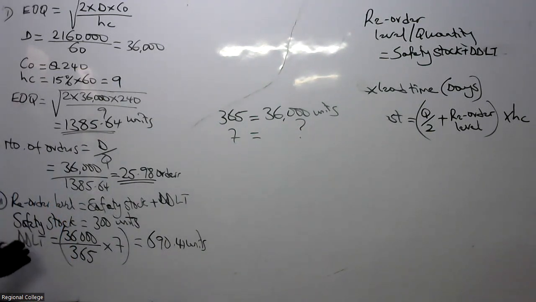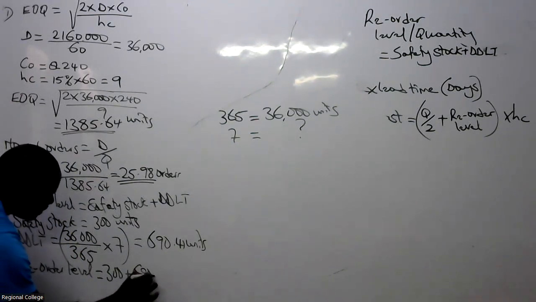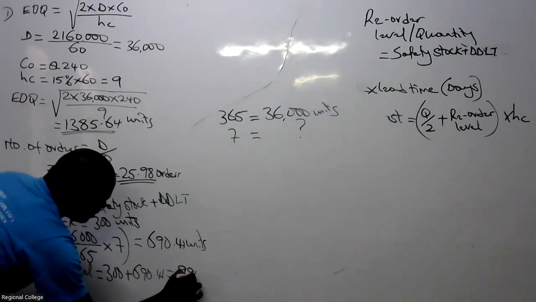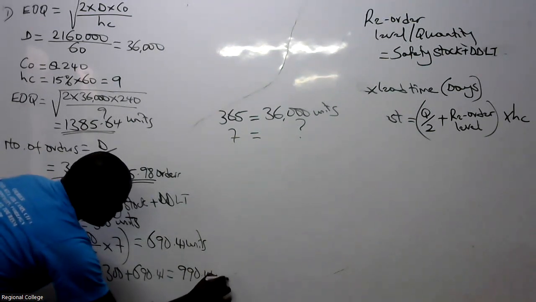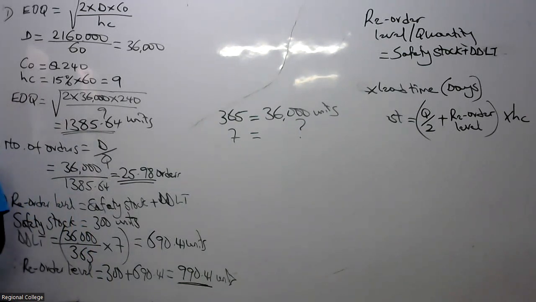So therefore, reorder level becomes 300 plus 690.41. That is 990.41 units.